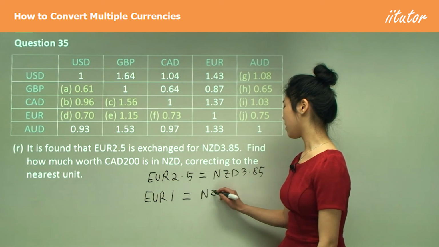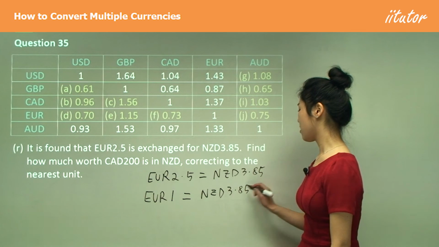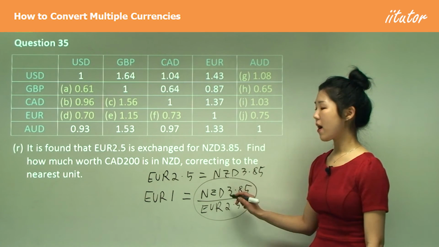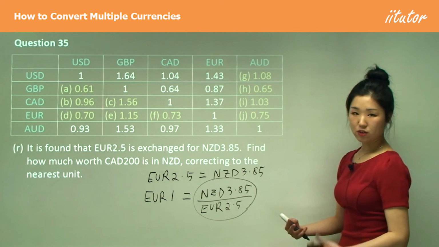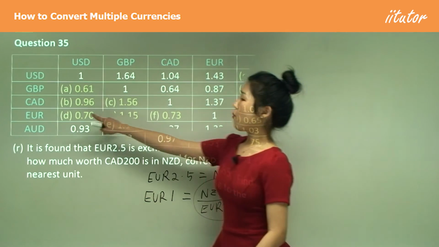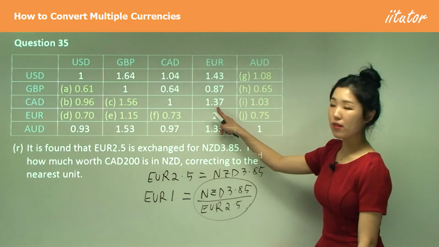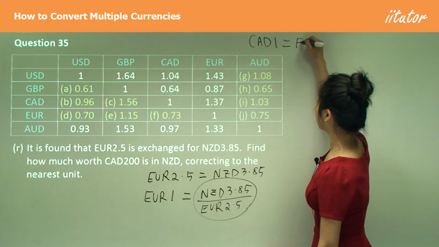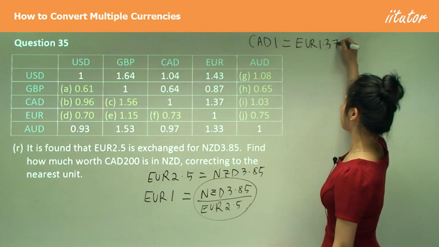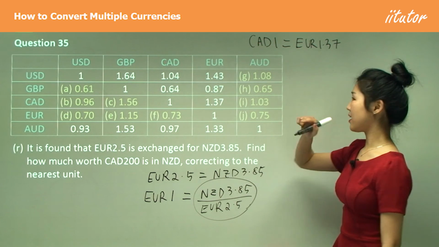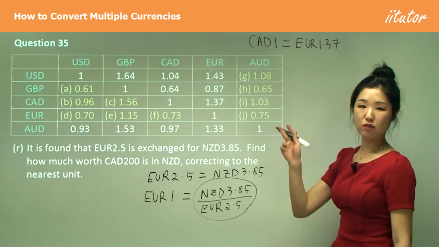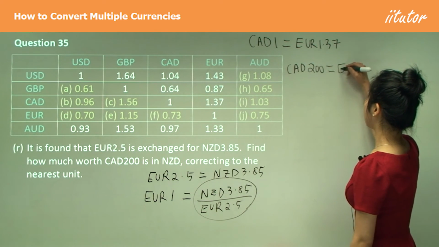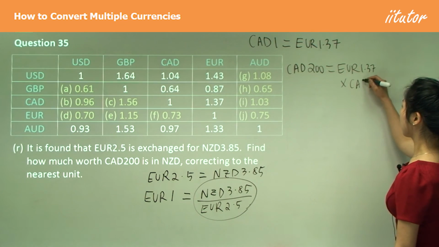So this side will just become 1. And this will become NZD 3.85 over Euro 2.5. So this is 1 euro. Now that's 1 euro in New Zealand dollars. Now we can say 1 Canadian is 1.37 euro. So right over here, Canadian 1 is equal to Euro 1.37. Now if I want to calculate 200 Canadian, I would multiply both sides by 200 Canadians, right? So this will become 200, and this will also, we have to multiply by 200.